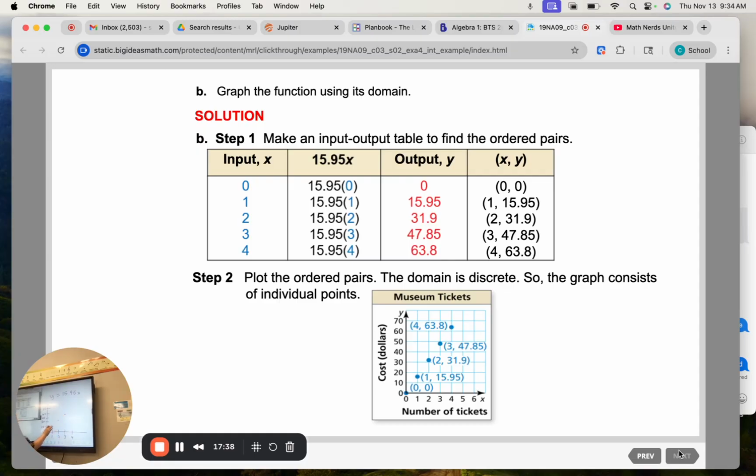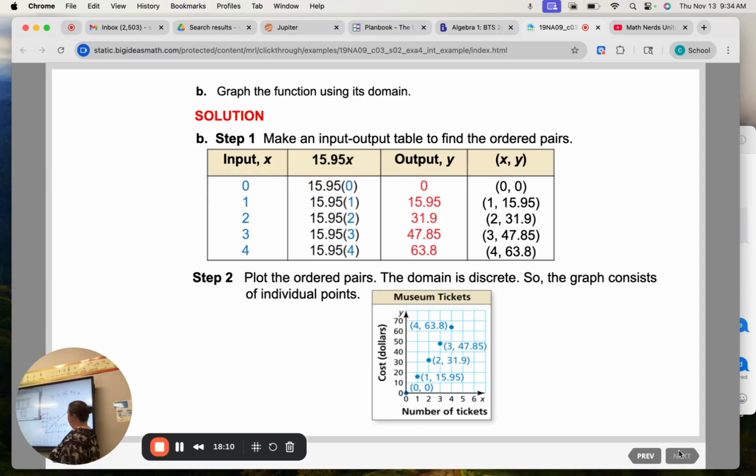Can you do the numbers with like the input next to the first dot, 0, comma 15.95? It'd be 1, comma 15.95. Oh, okay. Because you bought 1 ticket for $15.95. 2 tickets would cost you however much that is. And then 0. 31.9.